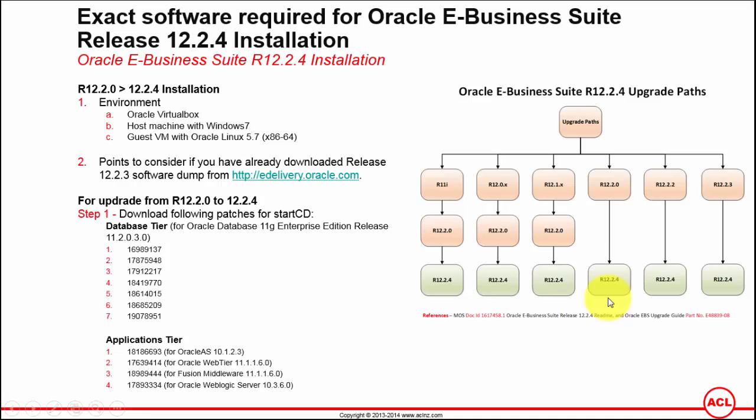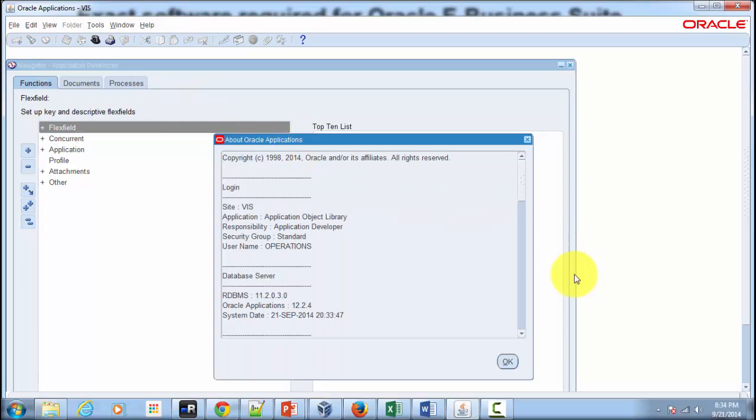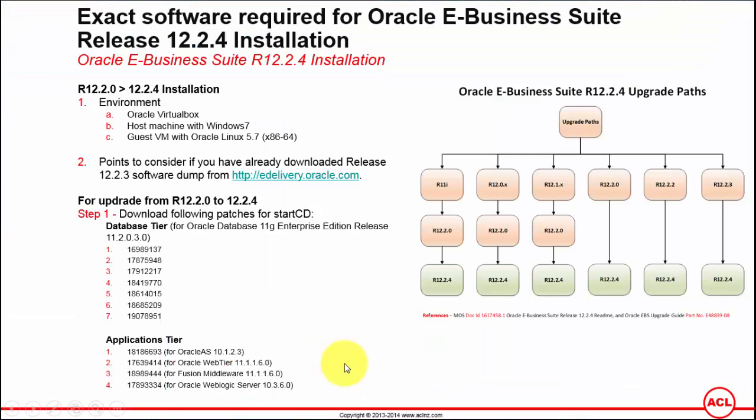Before we go ahead, let me quickly show you that I have indeed done the installation by taking you to Oracle E-Business Suite and showing you the exact version there. I've already logged in. To show you the version, I will simply go to About Oracle Applications, and here you can see 12.2.4, which confirms that I have done the installation. Now going back to our presentation.